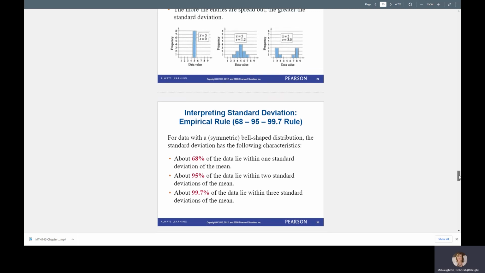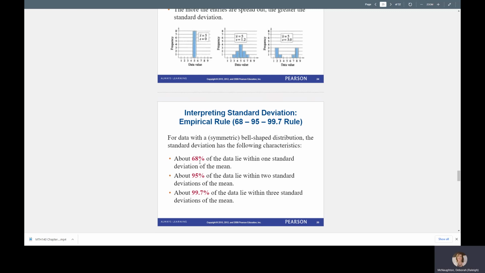And then the reason this is important is because if the data is symmetric and bell-shaped, and a lot of data is, and you guys have all seen this before, like grades are symmetric and bell-shaped, then the standard deviation will have the following characteristics. About 68% of the data will lie within one standard deviation of the mean. About 95% of the data will lie within 2 standard deviations of the mean. So what this means is if I take my mean and I subtract 1 standard deviation from the mean, and then I add 1 standard deviation to the mean, 68% of the data will fall between those 2 values.